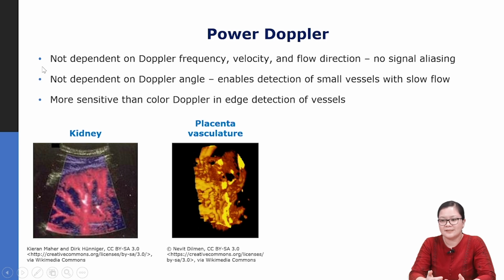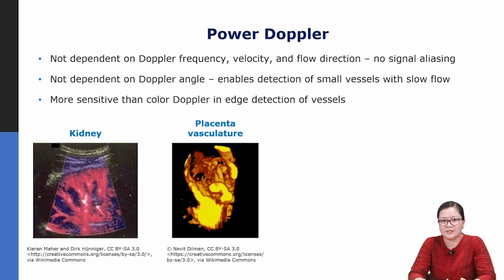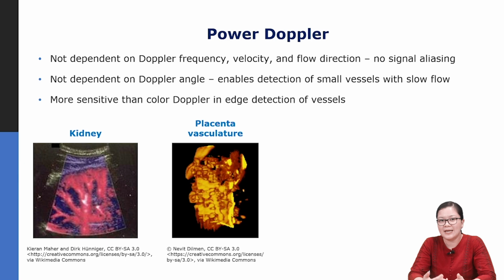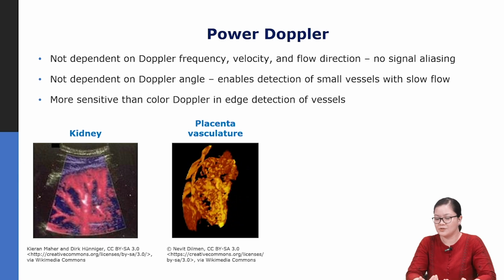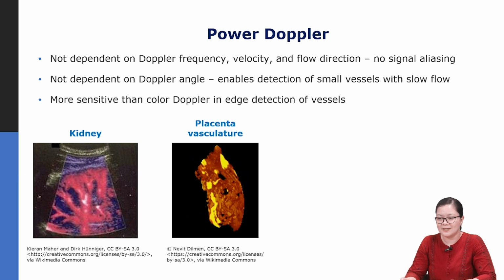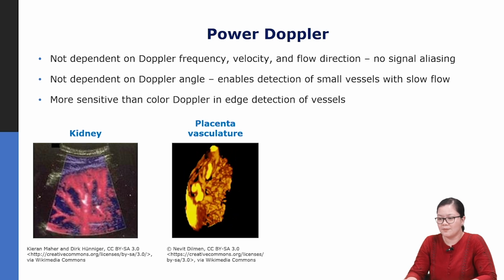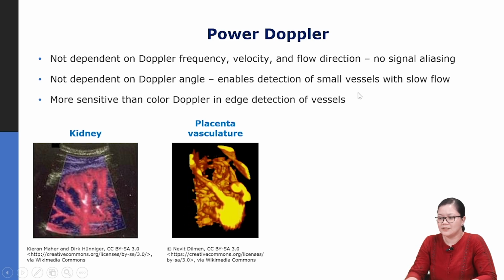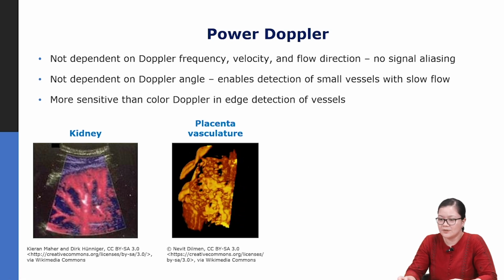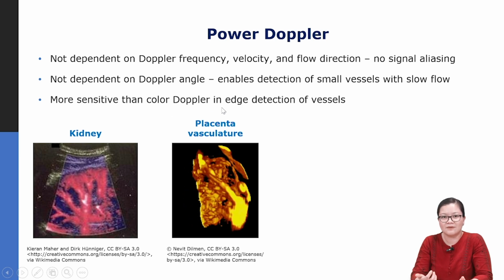So power Doppler is not dependent on the Doppler frequency or the velocity and the flow direction, whereas color Doppler is dependent on them. So in power Doppler, aliasing is not a confounding factor. There's no signal aliasing because the Doppler frequency is not taken into account in power Doppler images. There's also no dependence on the Doppler angle. And what this enables is detection of small vessels with really, really slow flows. It is more sensitive than color Doppler in detection of the edges of the vessels.